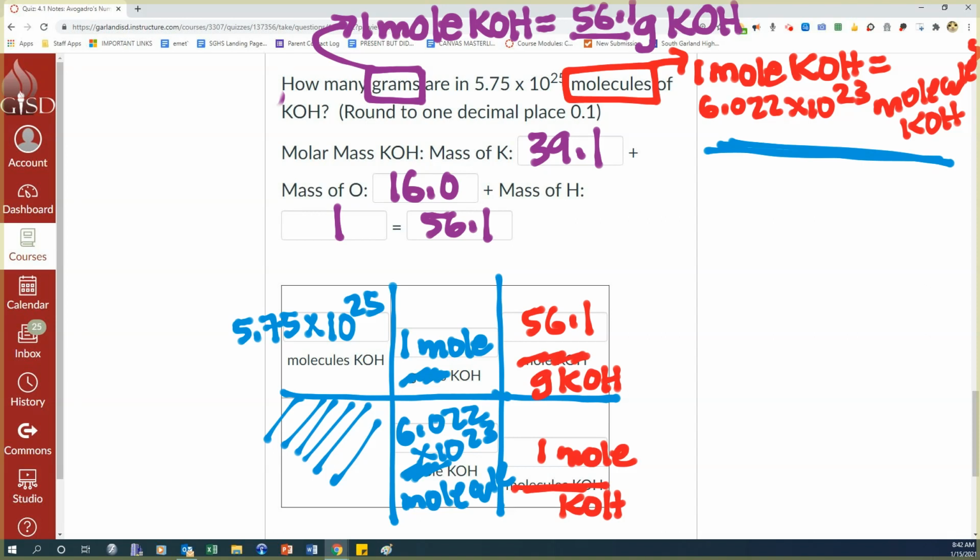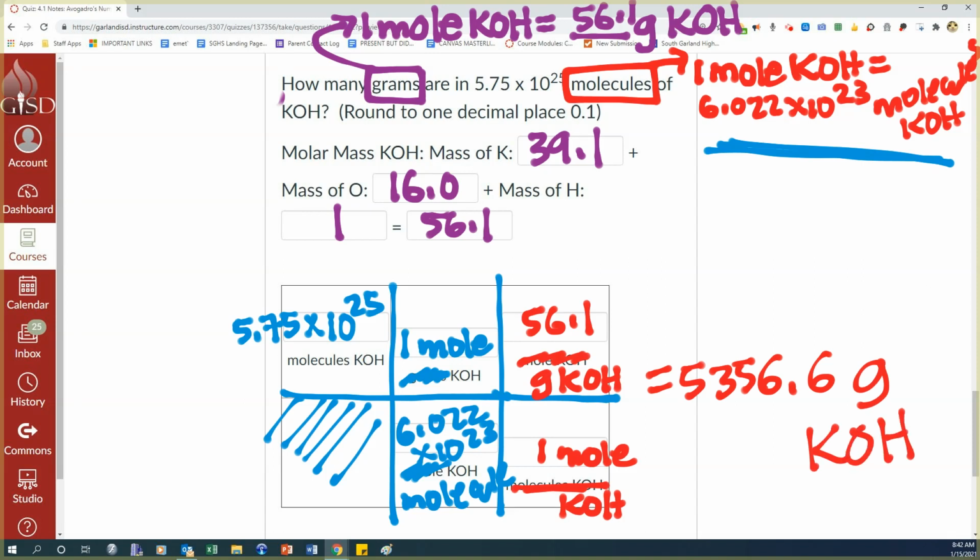And then you multiply everything at the top, which is 5.75 times 10 to the 25 times 1 times 56.1. And then divide everything by the bottom, which is 6.022 times 10 to the 23. And the answer here is 5,356.6 grams KOH. And that's the final answer right there.